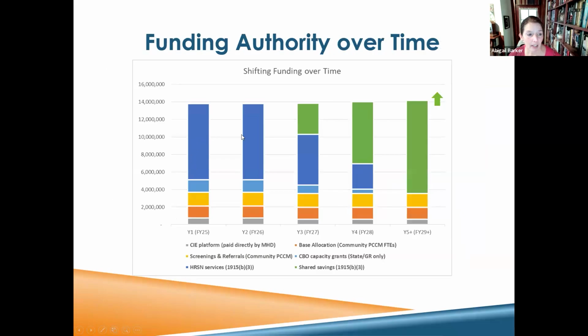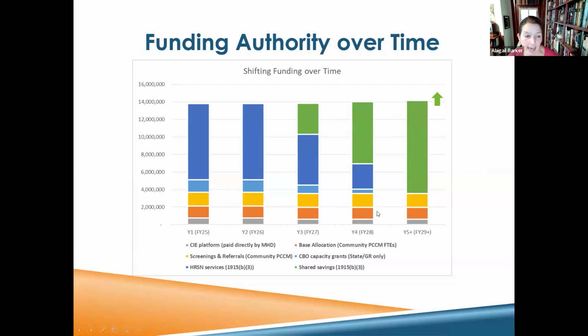The funding authority over time, just if people like a colorful picture, the idea of this is that these blue dollars, in the early years of the model, are like this budgeted amount that we provide, and we have specific ties to how it gets used, and it's authorized by B3 authority. But over time, as we transition to the mature model, this gets replaced by a shared savings calculation.